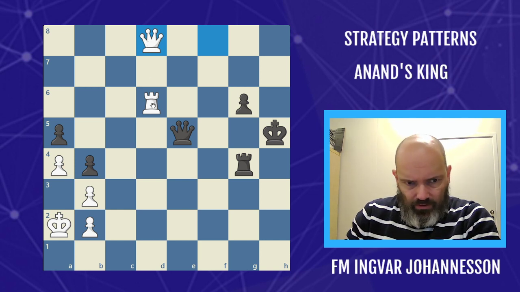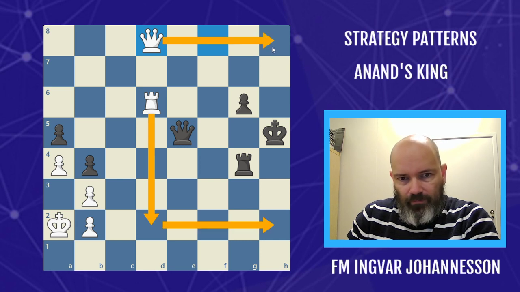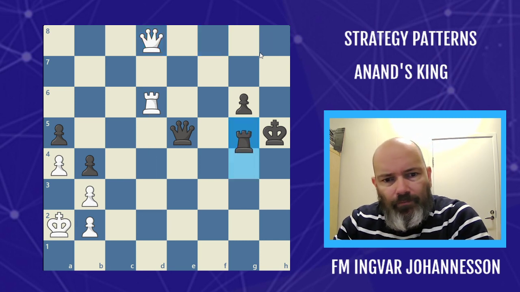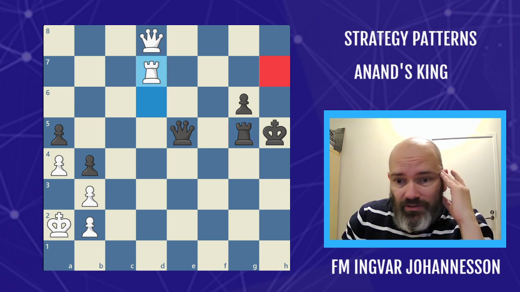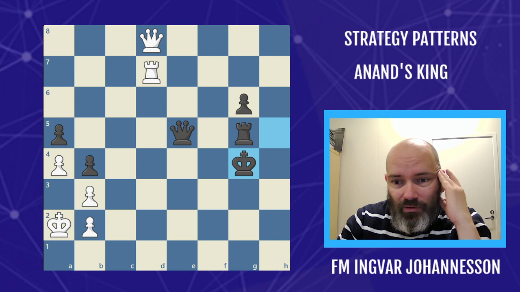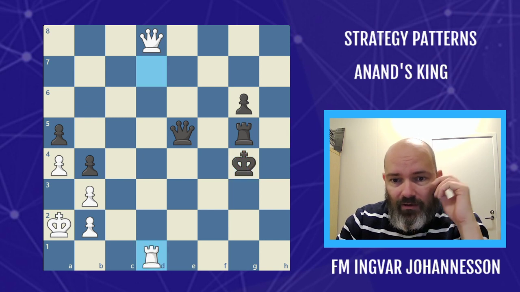In one swoop, you can maybe swing the rook over, you can swing the queen over, and black always has to be careful. Let's see what happened here. Rook d7, eyeing this square. King comes now out in the open, and now Anand goes for the king.